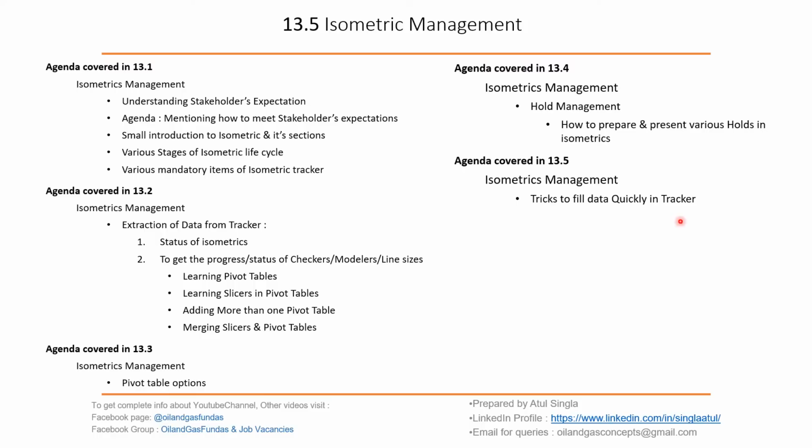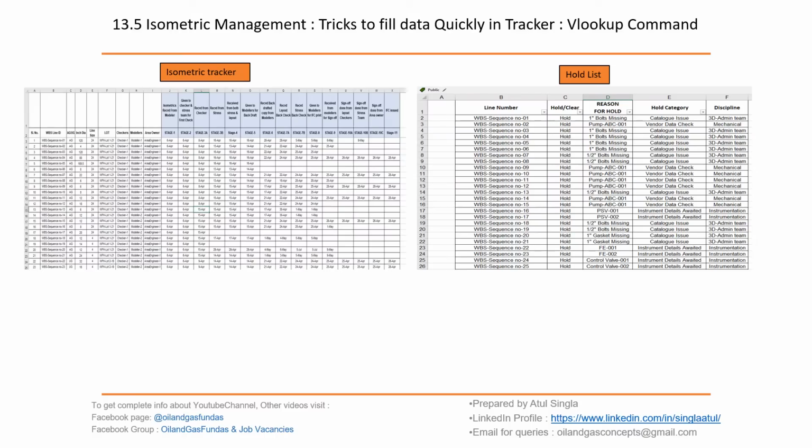In this part, we are going to discuss the various tricks to fill the manual data in the tracker. I'm sure this is going to be a very interesting part. Few tricks to fast track the manual data entry activities, which we have no other option but to do in the isometric tracker. If you see, we have the isometric tracker and the hold list.